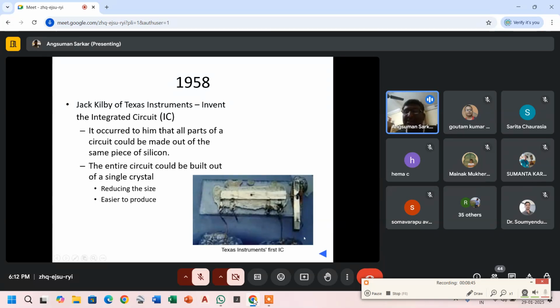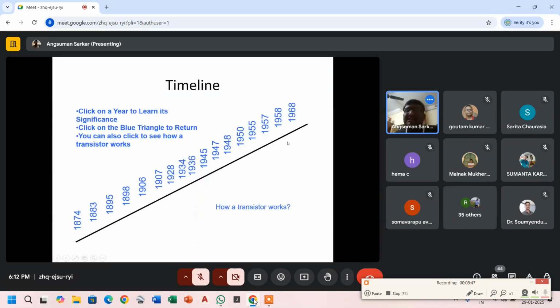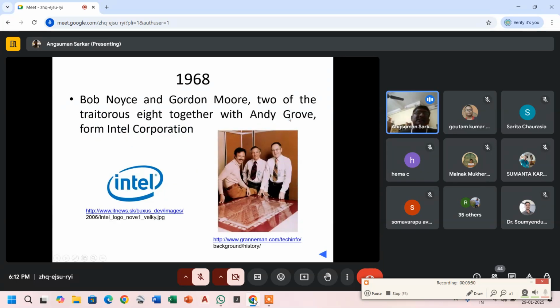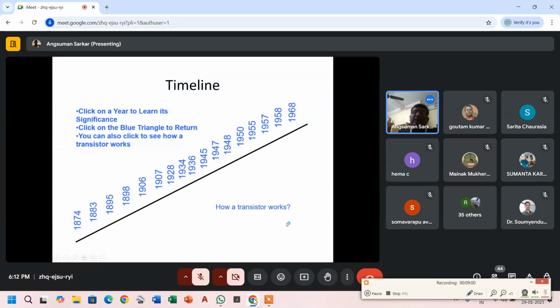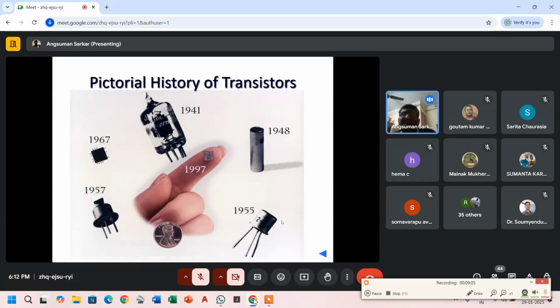And in that figure, you can see the Texas Instruments first IC. In 1968, Noyce and Gordon Moore, two of the traitorous eight, together with Andy Grove, formed the Intel Corporation, which later became the biggest company of the world in the field of IT. So this is the pictorial history of the transistor.